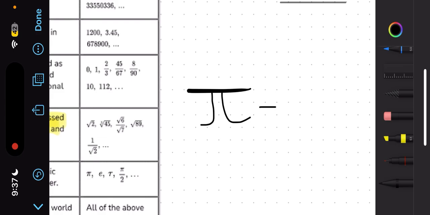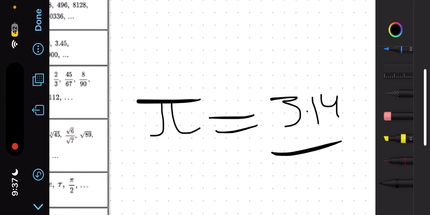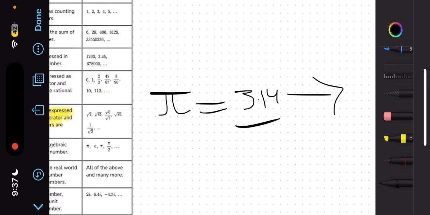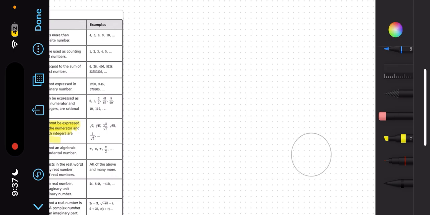Pi is equal to 3.14 and it goes on. But 3.14 goes on to infinity. 3.14 is not accurate, it's estimated. Those values that don't repeat or don't end are called irrational numbers.